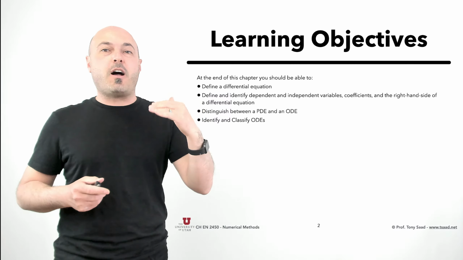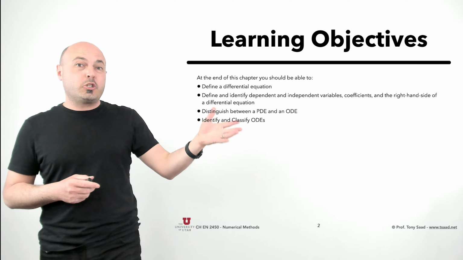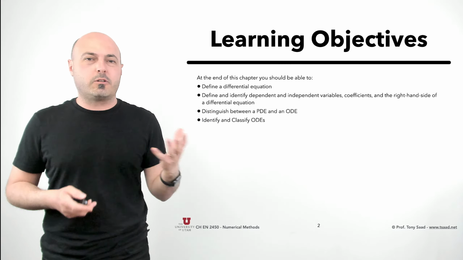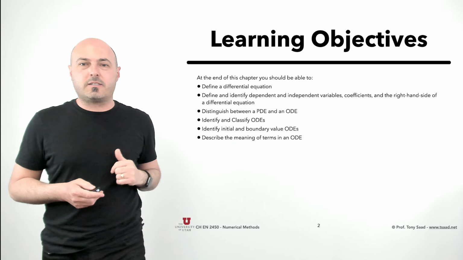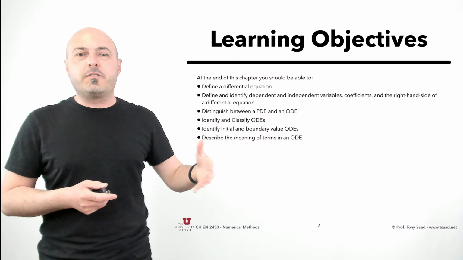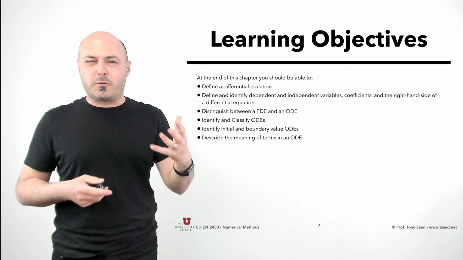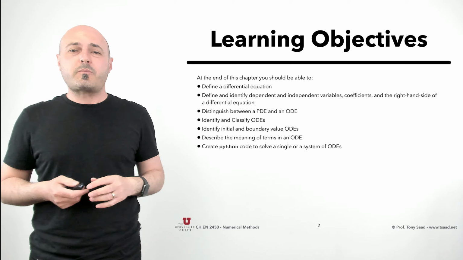Identify and classify ODEs. So is this ODE first order? Is it initial value, boundary value? Is it second order, linear, nonlinear? Identify initial and boundary value ODEs. I just said that. Describe the meaning of terms in an ODE. So a derivative, an advection term, a diffusion term. We're going to talk about those a little bit. A growth term, a source term.